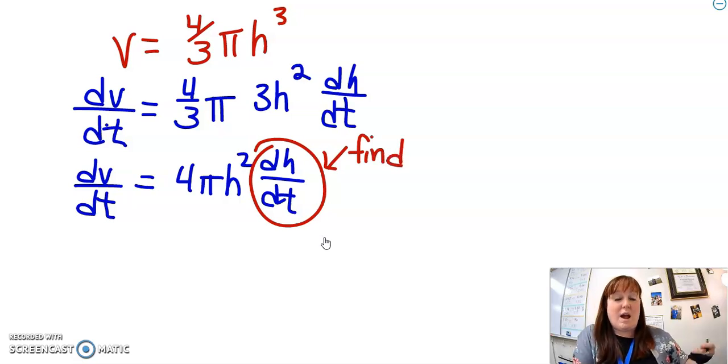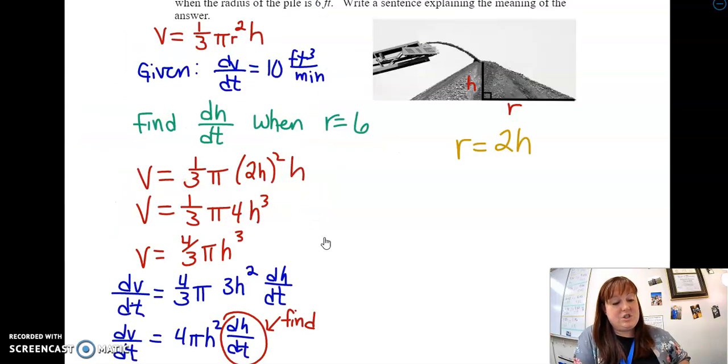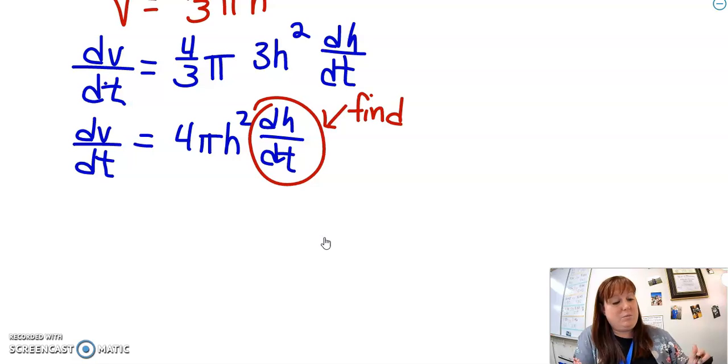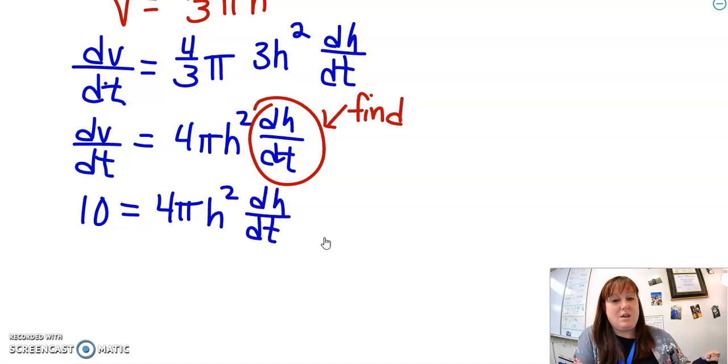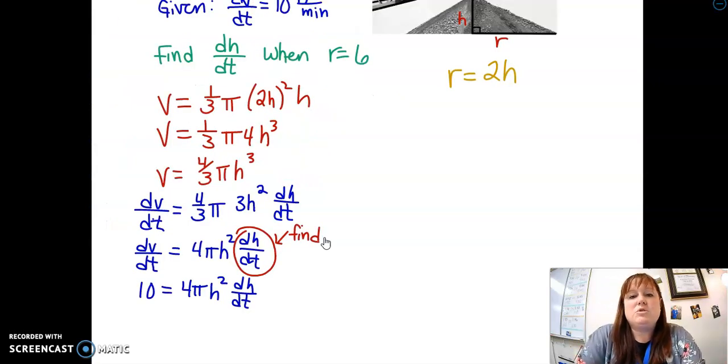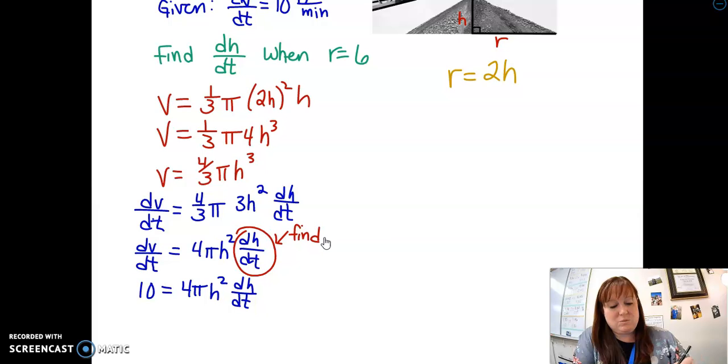So what do I know? I know dV/dt. It says that dV/dt is changing at 10 feet cubed per minute. So this is 10 equals 4 pi h squared dh/dt. And then what about h? Well, do I know h? No, darn it, I'm trying to find dh/dt when r equals 6. So how do I find what h is when r equals 6? Well, they're always related, aren't they? So if r is 6, h has to equal 3.